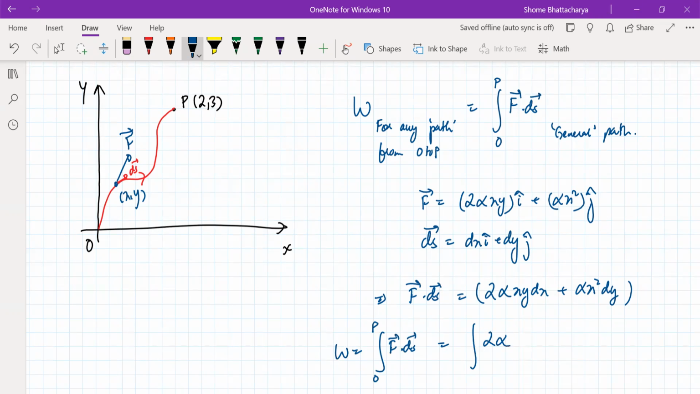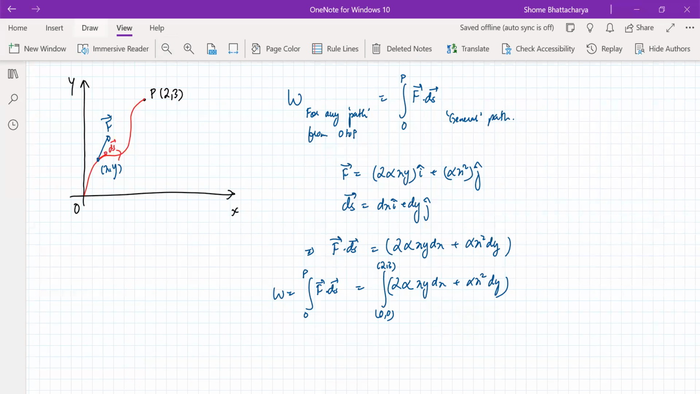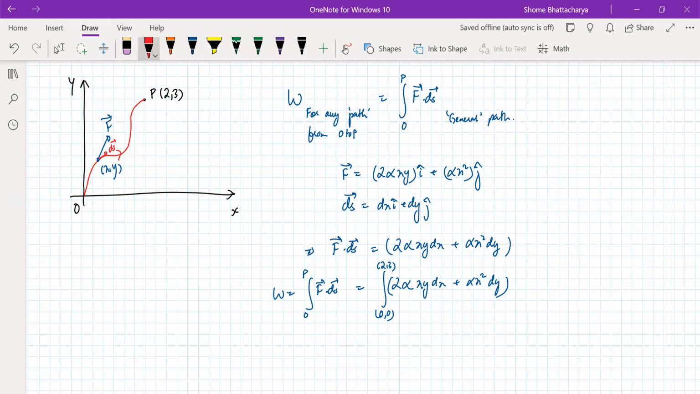will become the integration of 2 alpha xy dx plus alpha x squared dy from the point 0, 0 to the point 2, 3. Now what we have to show is that this is going to be the same as either path A or path B. So if this is equal to 12 alpha, that means the force is conservative. So this is what we have to show here. So how do we do that?